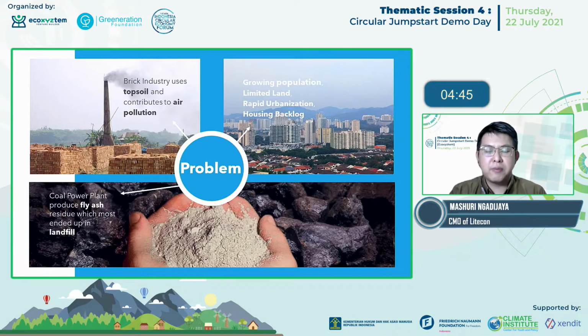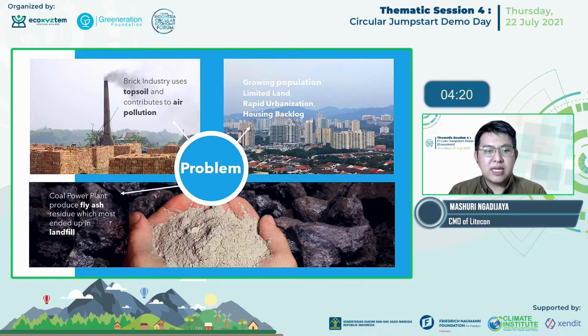The first problem is that 9.7 million tons of residue was generated from power plants in 2020, and only 1% of it was upcycled. 99% of it has gone to landfill. If this residue, like fly ash, is not utilized, it could contaminate water and land, and in turn affect the health of those living near power plants and the surrounding community.